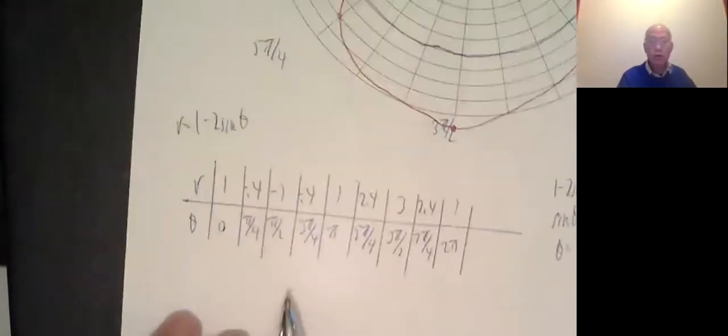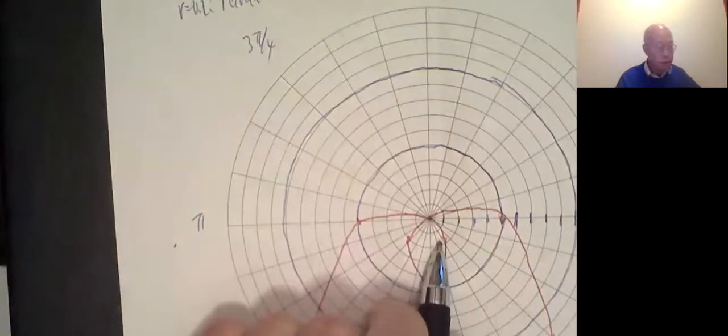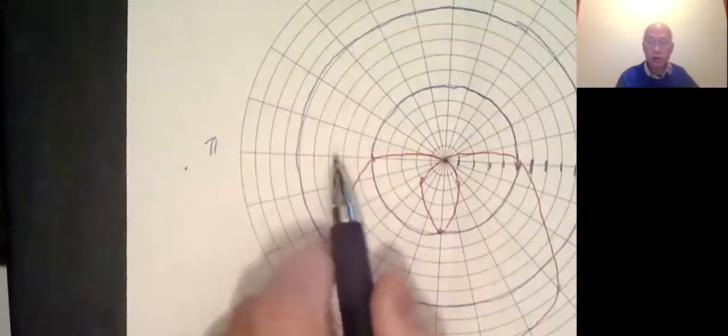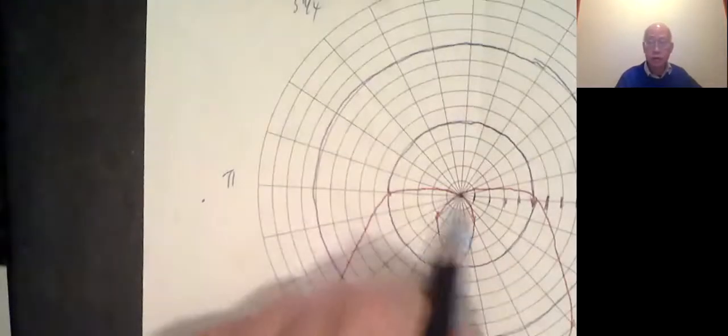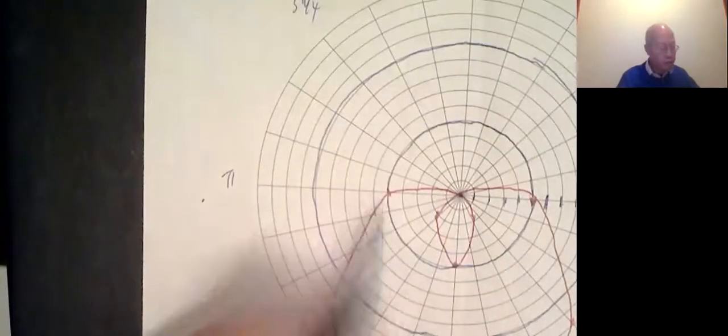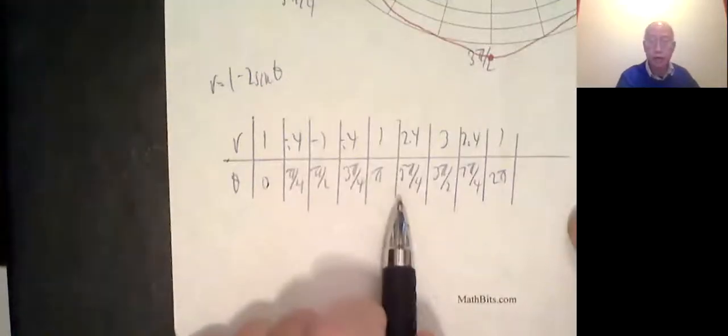Then 3 pi over 4, negative 0.4, so you're aiming that way, but you walk back to this point. Okay. And by the time you reach pi, you're out at 1, so you come out over here. You come into the pole again at 5 pi over 6. So you come in and then go back over here. The rest is pretty straightforward because all the r's are positive.